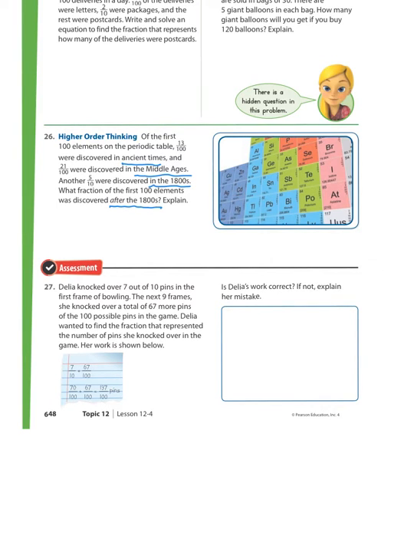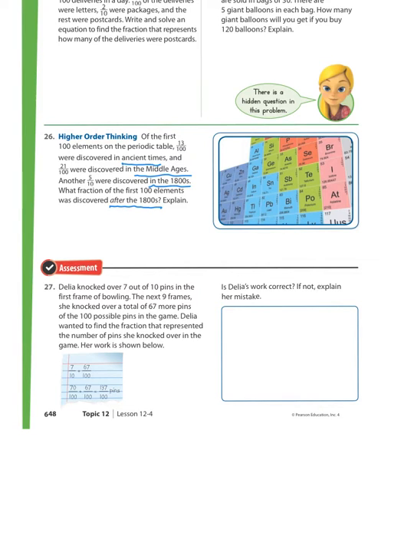Explain. So in this problem, I want to find out what was our total before the 1800s. And I know that ancient times and Middle Ages are before the 1800s. And then I also can see that 5 tenths were discovered in the 1800s. So if I find the total of all three of those, whatever is the missing part will give me my answer after the 1800s. So let's do this together.